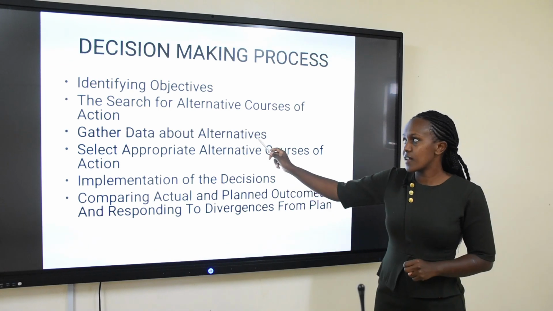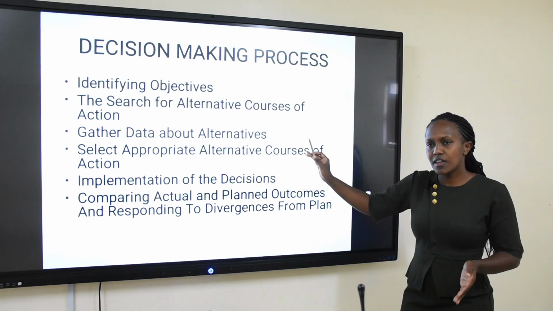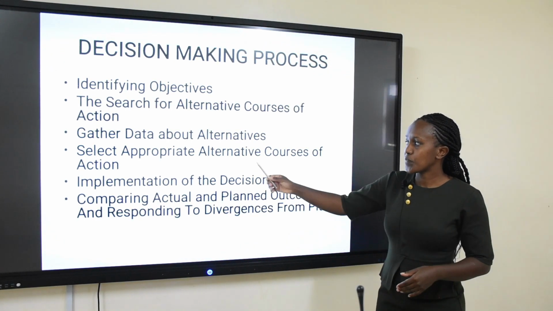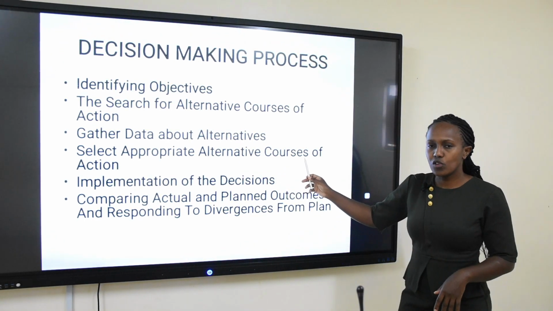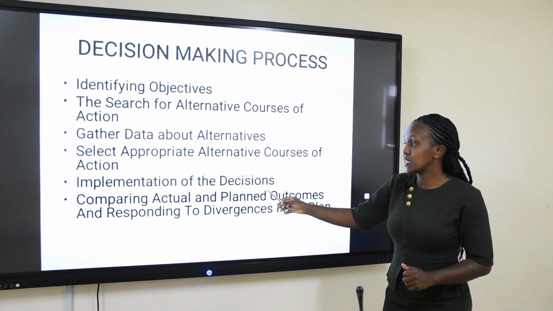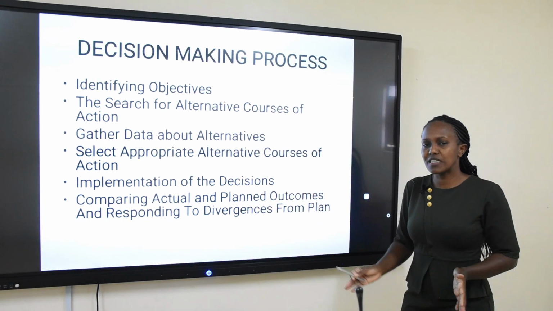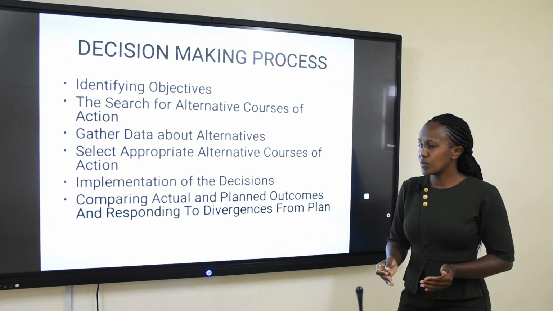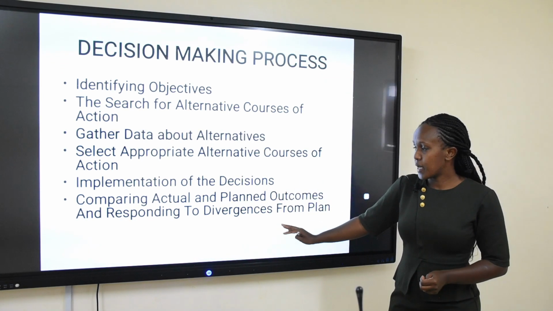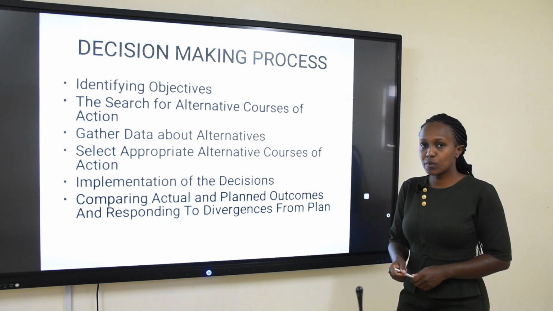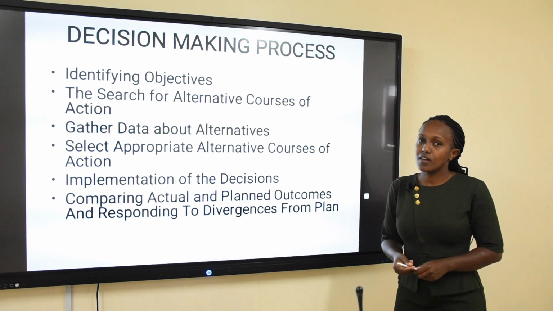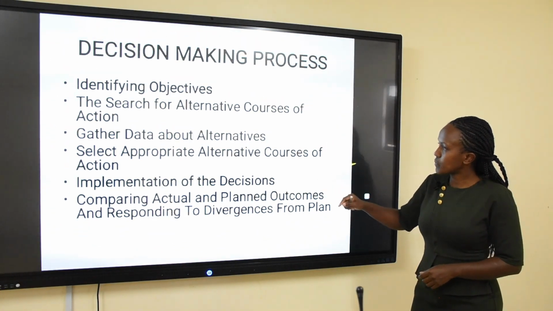Then the next step is to gather data on the alternatives. You gather data on each of the alternatives, and from that data, you select the appropriate course of action, or the best course of action. Finally, you implement that decision. For example, if you found advertisement to be the best, you implement the decision, then you compare the actual and planned outcome and respond to divergences. This is what you call the decision-making process. It is a series of those steps.